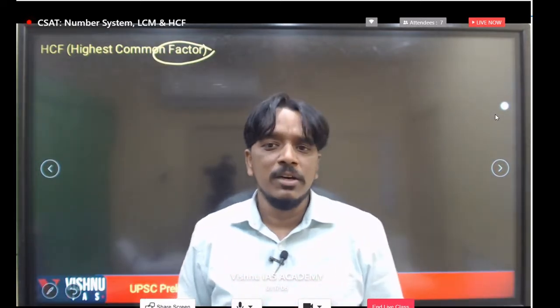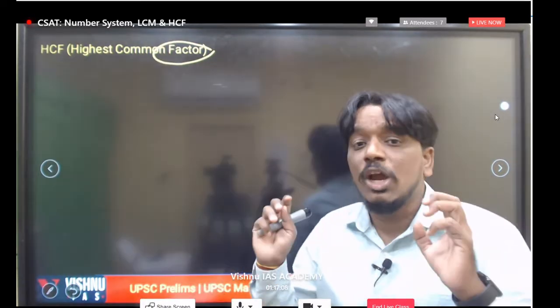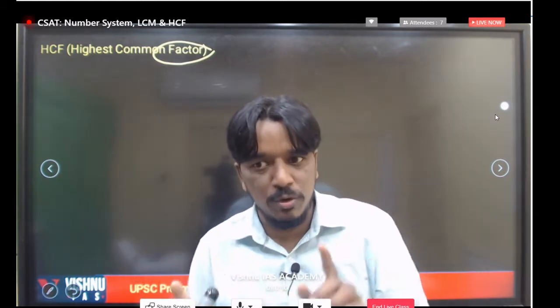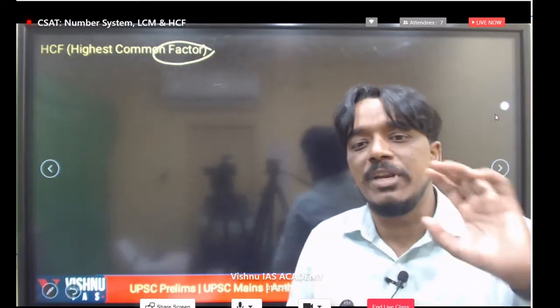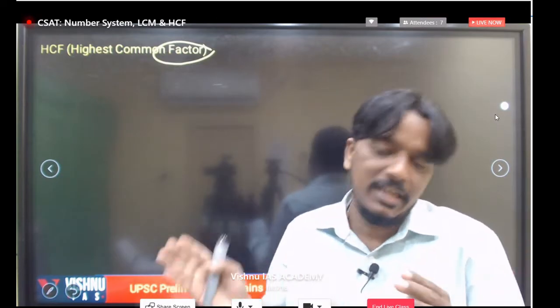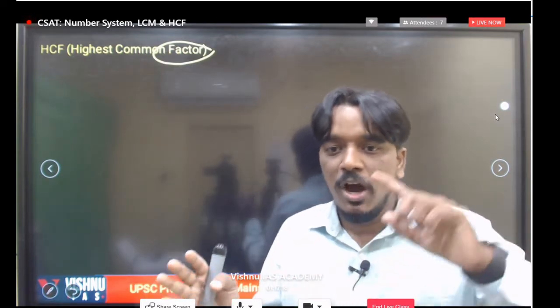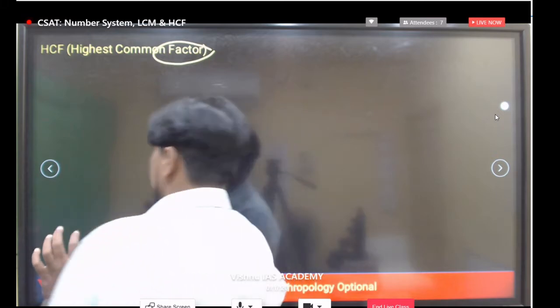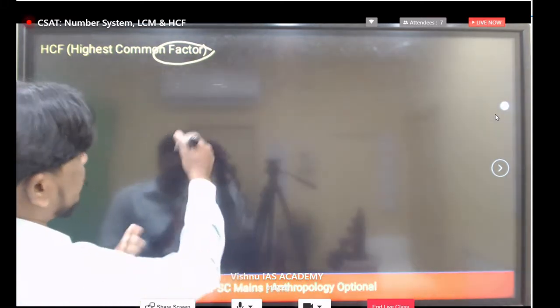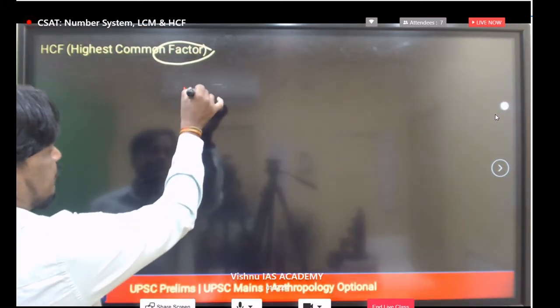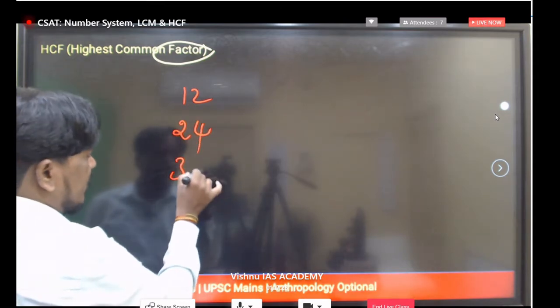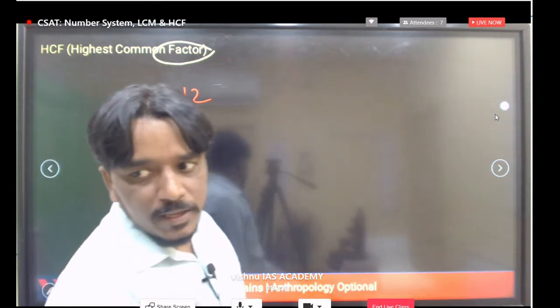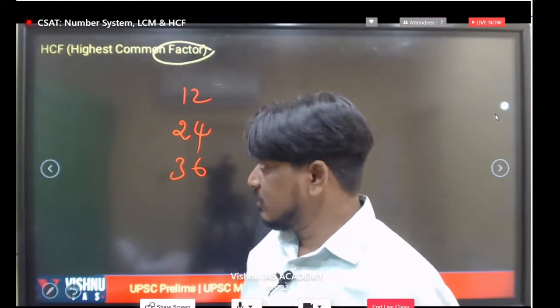No need to learn different kinds of methods here. It's not a bank exam, so in UPSC you will only get completely concept-oriented questions. You have to understand that concept. Once you see some previous year questions, you will get complete clarity. LCM and HCF, how to answer questions in the exams. Now let's see, if you take any numbers, for example 12, 24 and 36, very simple numbers.